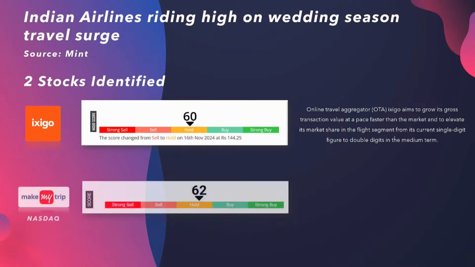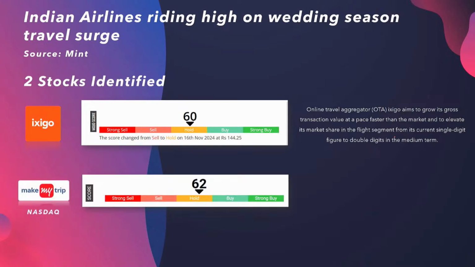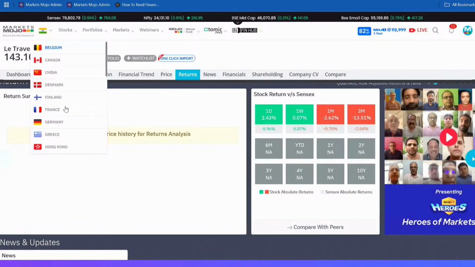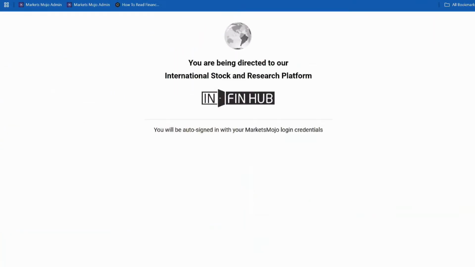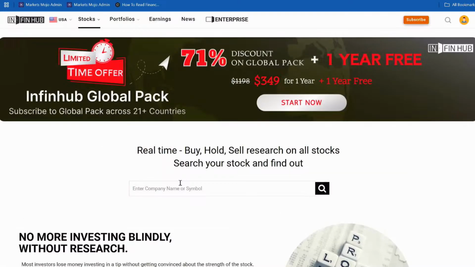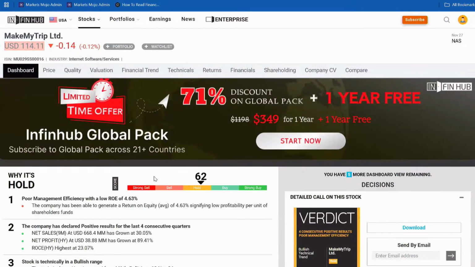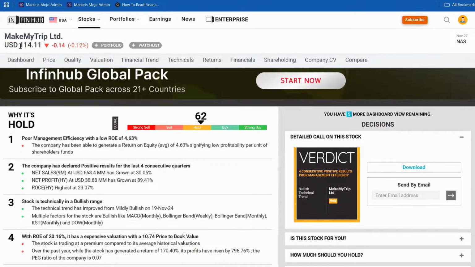The next one is sadly Make My Trip, which is one of the biggest companies when it comes to online air tickets. Sadly, it's listed on the Nasdaq exchange. So if you're investing in international stocks, let me take you from India and move straight to the US over here. Make My Trip would be found over here. And if you see the dashboard, it's 62, but this is for $114.